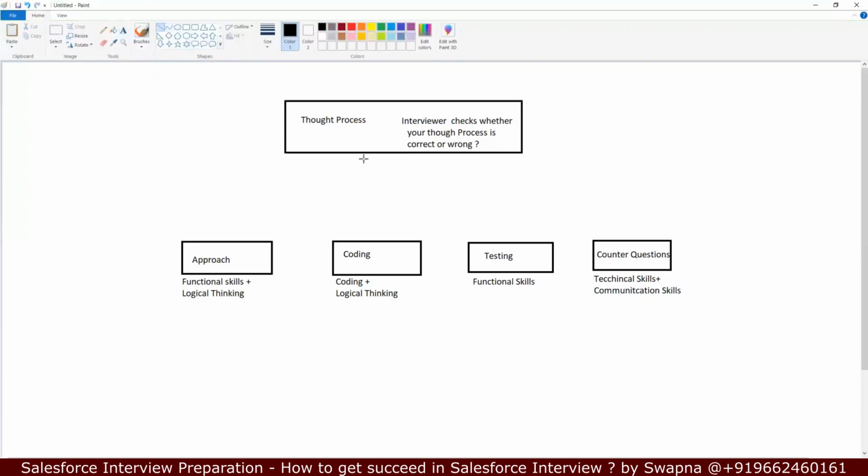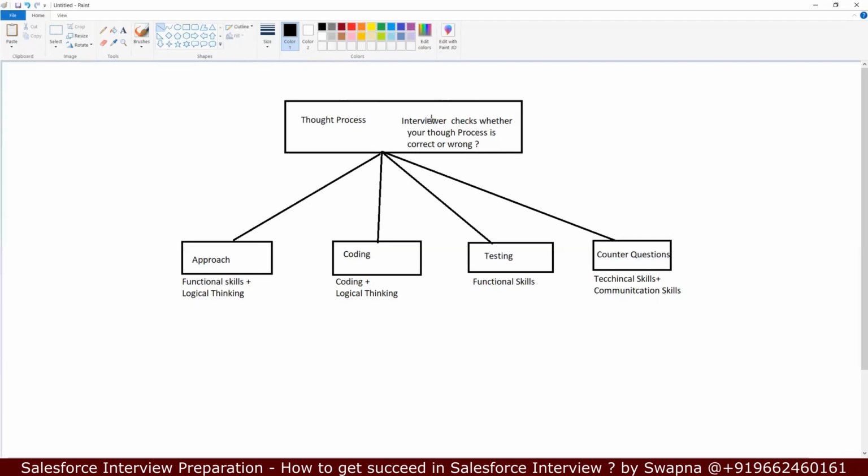So these are the different parts of the thought process we have. Any interview you go to, this is how the interviewer checks: what is my thought process, what is my approach, what is my coding level, what is my testing, and based on that, counter questions. The thought process starts working when we listen to or see the questions or business requirement.